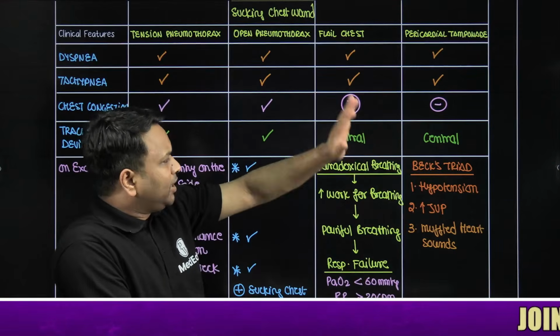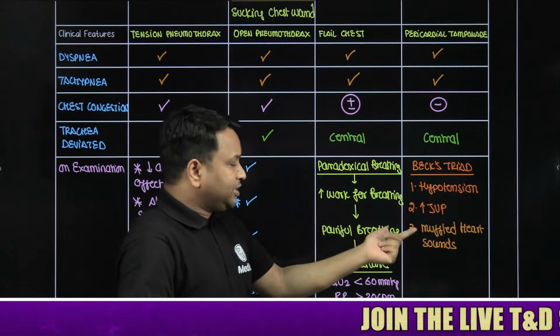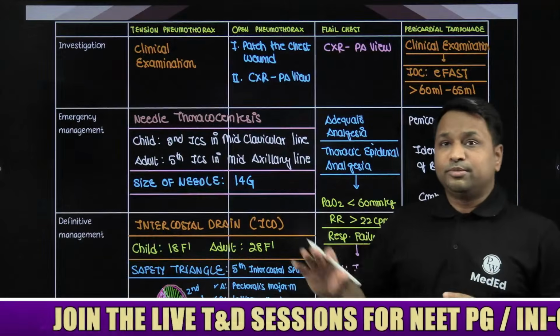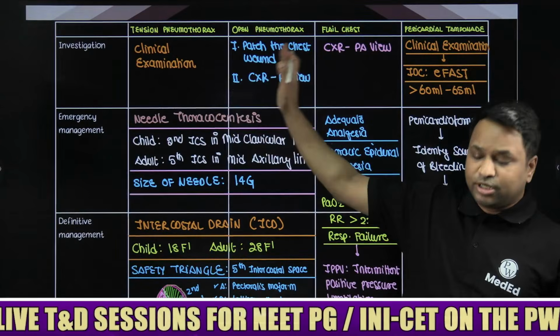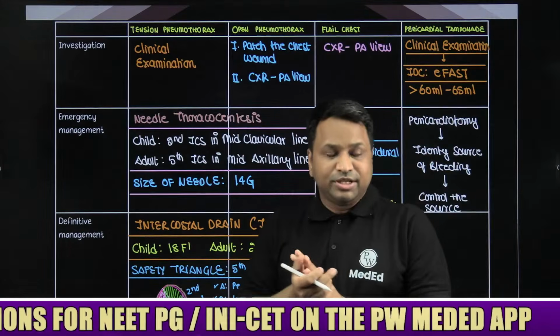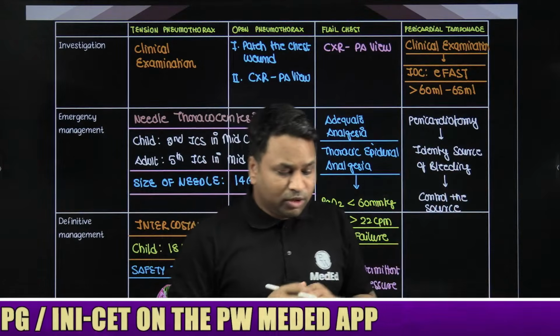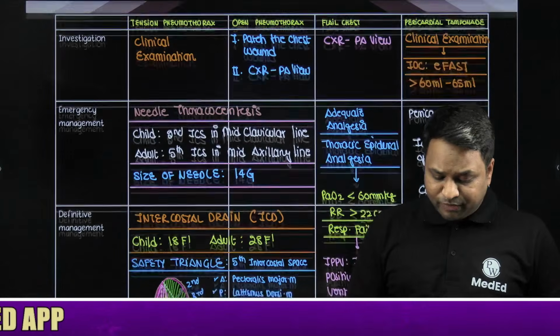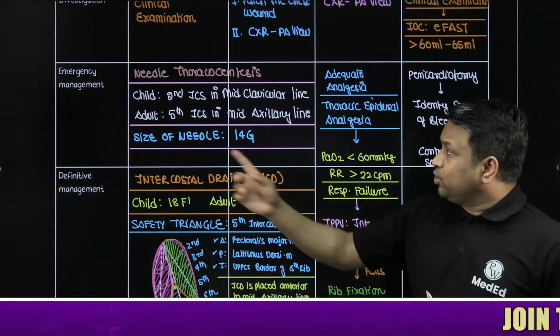In pericardial tamponade, you have Beck's triad, which is hypotension, raised JVP, and muffled heart sounds. We all know that. Investigation: remember, for tension pneumothorax, it has to be clinical examination. For the rest, in open pneumothorax you have the chest X-ray after patching the chest wound. Flail chest is also chest X-ray. Remember, for pericardial tamponade, it is EFAST that we prefer now. For emergency, you do a needle thoracocentesis.